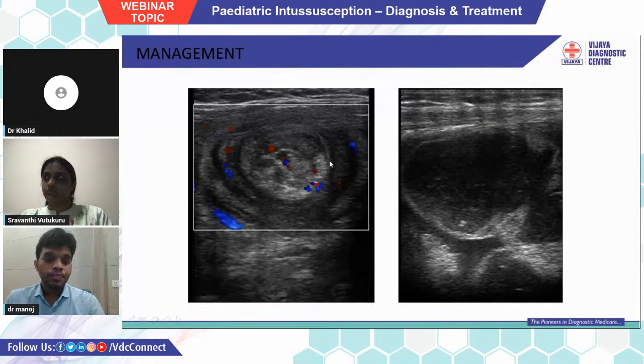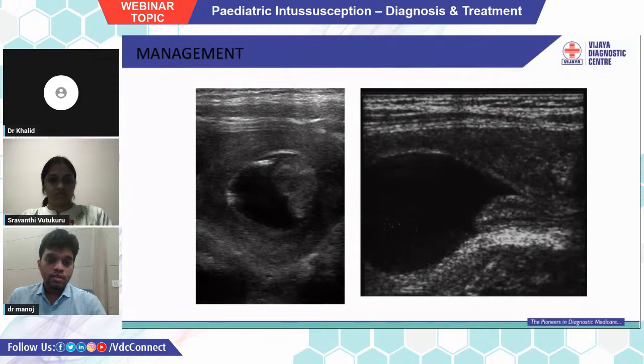This is a case showing bowel within bowel appearance, and normal color flow is noted within the bowel loops, which suggests that the bowel is viable and the patient can be taken for pneumatic or hydrostatic reduction. But in this case, we can see that there is proximal bowel dilatation and a thin streak of fluid which represents ascites. So this finding suggests that the enema reduction might not be successful.